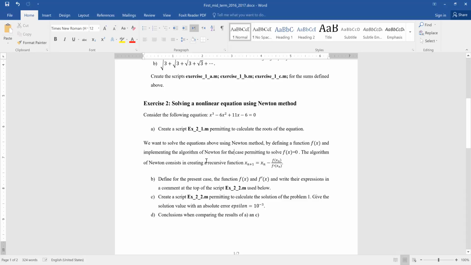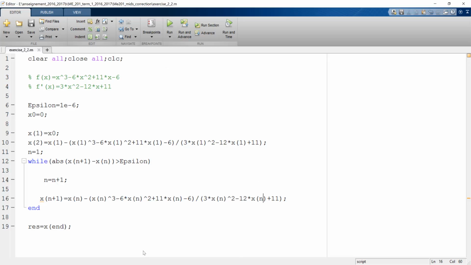So it is very simple. You have to calculate f and the first derivative of f. This is the first question. Define for the present case the function f and f prime, and write the expression in a comment at the top of the exercise. So I've done this. You have your function f, and you want to solve f equals 0. This is x cubed minus 6x squared plus 11x minus 6 equals 0. And the first derivative is 3x squared minus 12x plus 11. This is f prime of x.